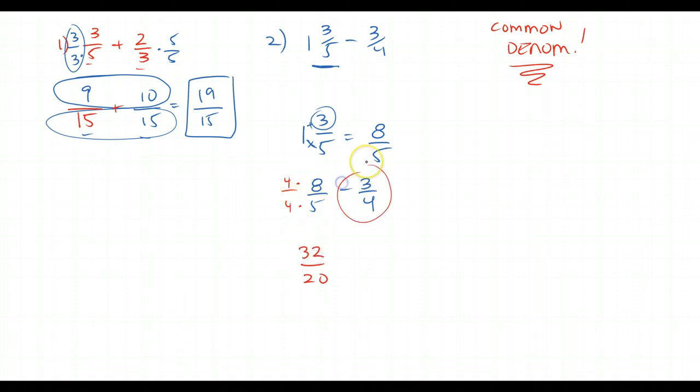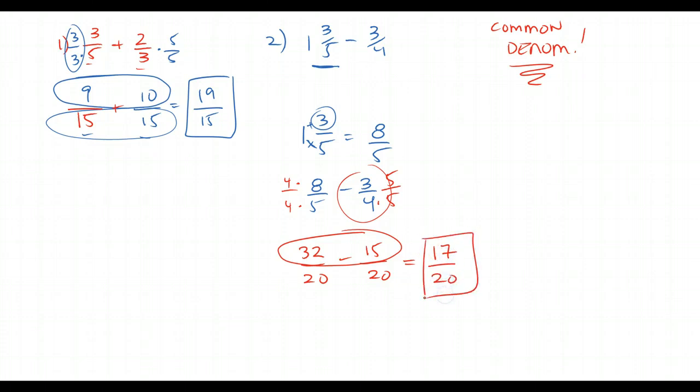Over here, I'm going to do the same thing. This time I'm going to multiply by the number 5, though, in order to get 20. So I multiply by 5 on the denominator as well as the numerator, so I get 15. Now the operation here is to subtract. So again, I just do the tops, the numerators here. 32 minus 15 is 17, and the denominator stays the same, so 17/20.